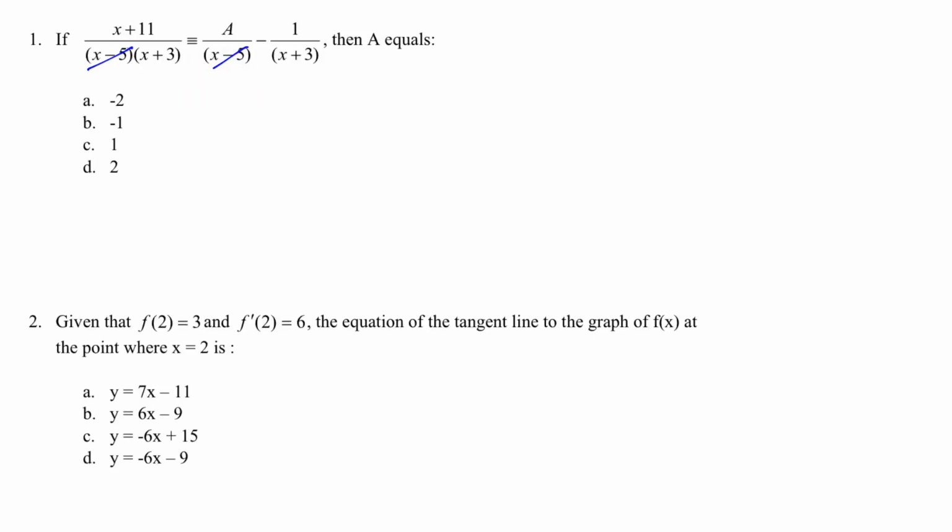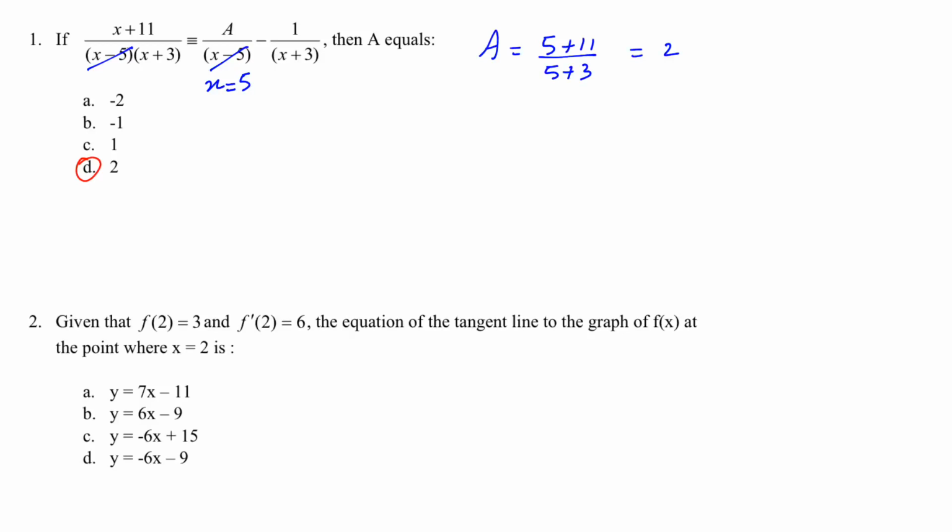So when x is equal to 5, write A is equal to, now in the equation that is remaining, x plus 11 over x plus 3. In place of x, we will substitute 5. So 5 plus 11 over 5 plus 3. And you will get A is equal to 2. Therefore, answer is D.